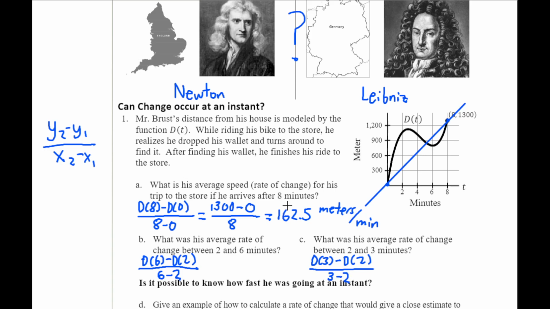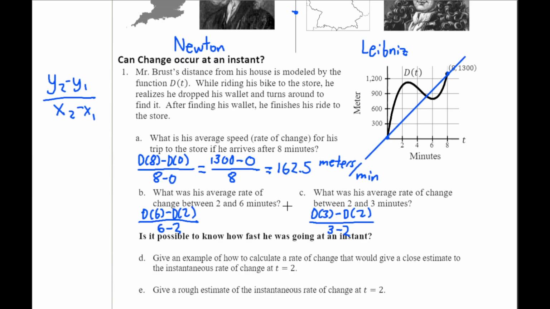So this next question here, is it possible to know how fast he was going at an instant? In these previous questions, we've been finding the rate of change between 2 different time periods, like from the 2-minute mark to the 6-minute mark, from the 0-minute mark to the 8-minute mark. What if we just want to know how fast he was going at one point and not an average between 2 different times? What we're looking for is called the instantaneous rate of change.